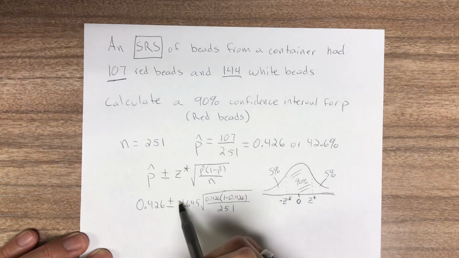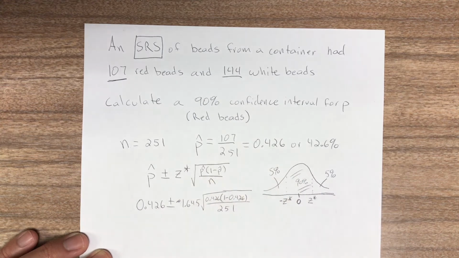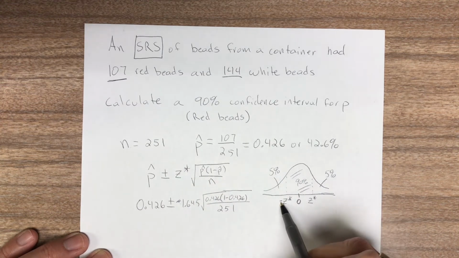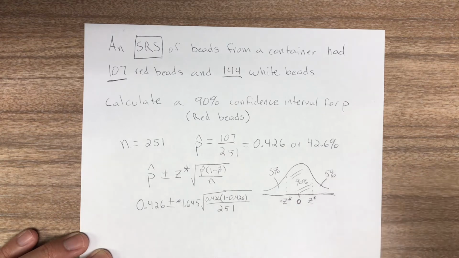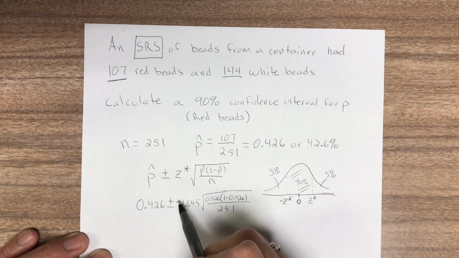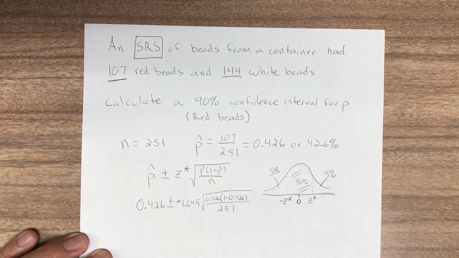I just noticed, guys, this negative right here, we don't need it. We don't need it because this sign takes care of the negative. So that is my mistake. I don't need that negative right there. So even though it's negative 1.645, our C star will be just 1.645. So again, we don't need that negative, we just need the plus and the minus. But that's how you find the critical value.